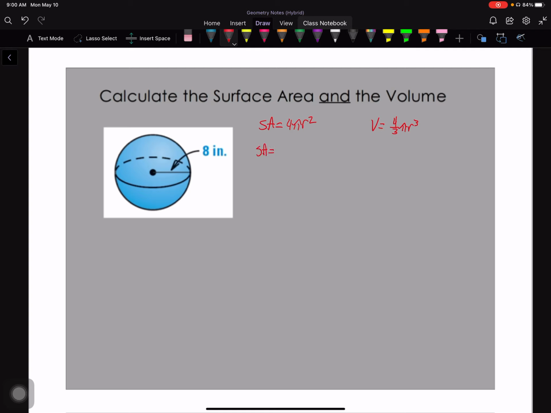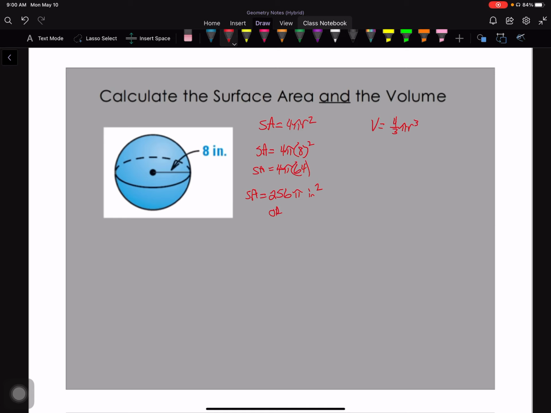So surface area equals 4 pi times 8 squared. Surface area equals 4 pi times 64, because 8 squared is 64. And then if you want, you can take 64 times 4, and our surface area is 256 pi inches squared.